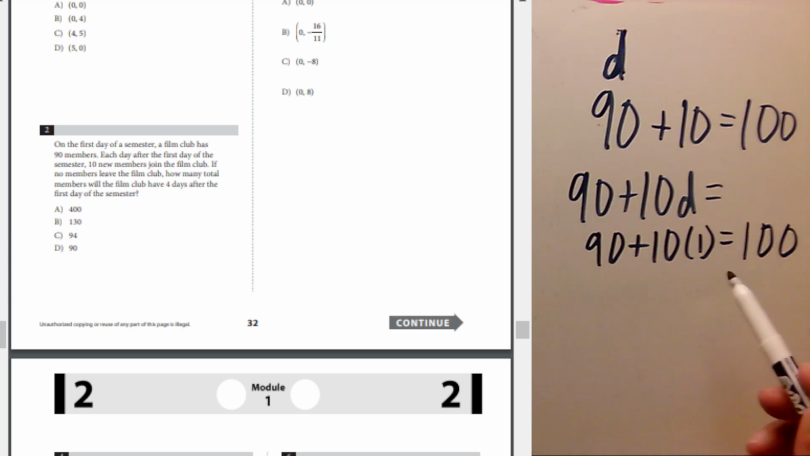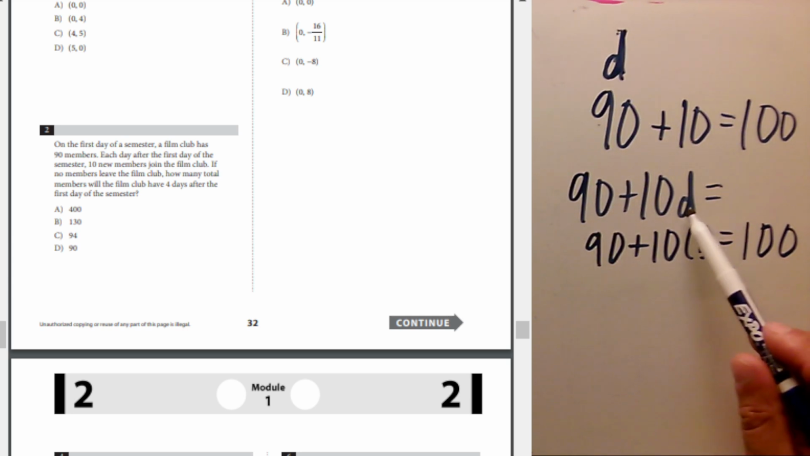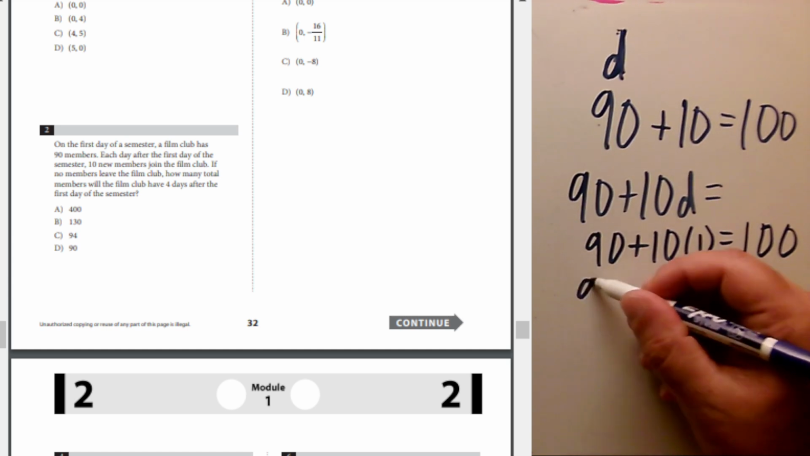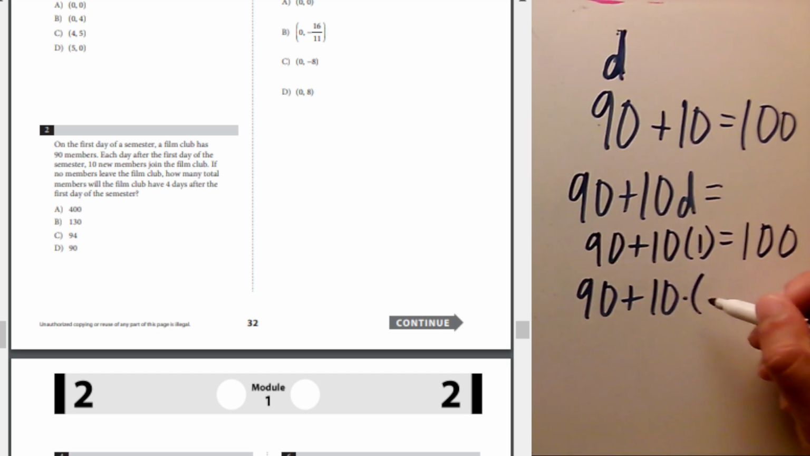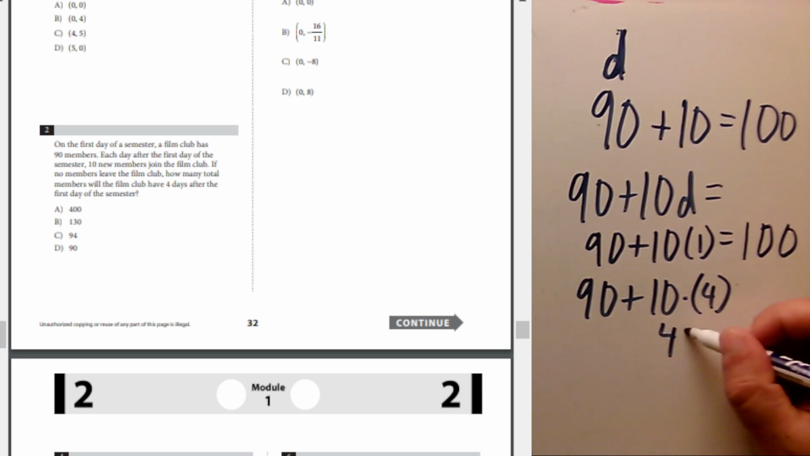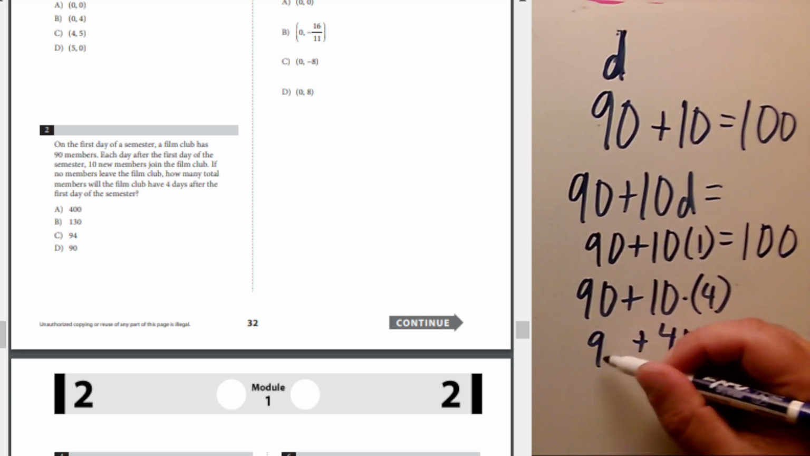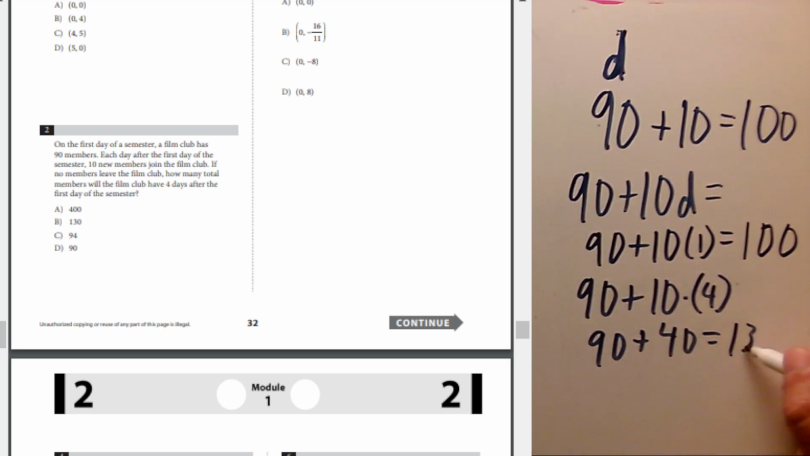Now what they're asking for is 4 days after, so we're going to replace this d with a 4. So 90 plus 10 times 4. 10 times 4 is 40. And 40 plus 90 equals 130. And that is the answer to number 2.